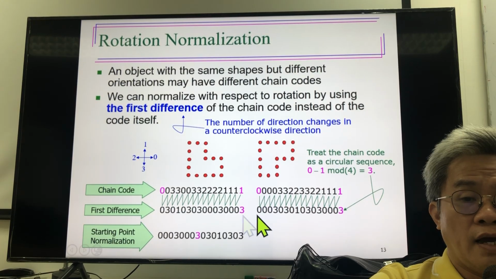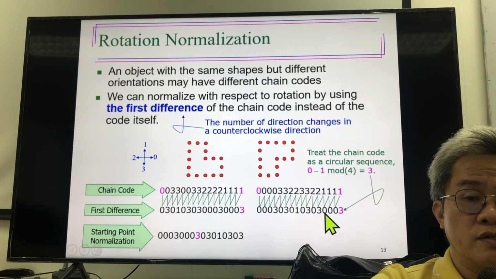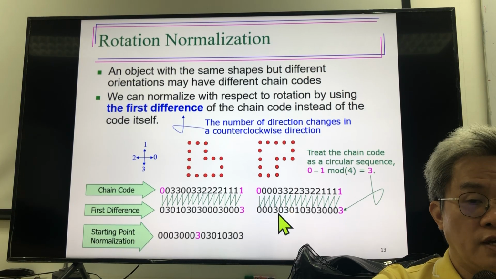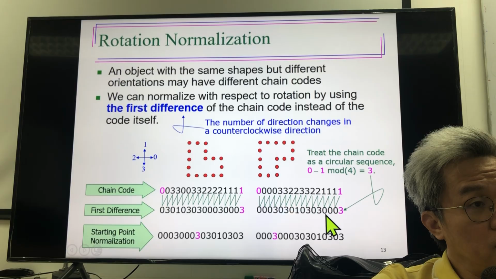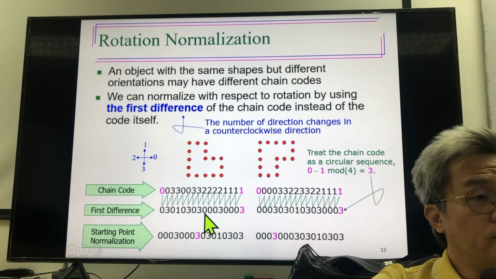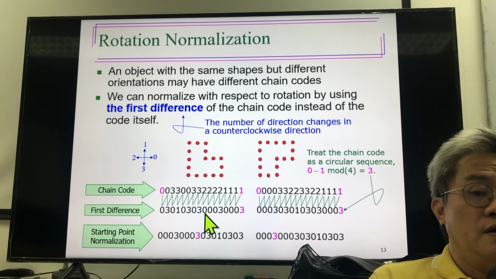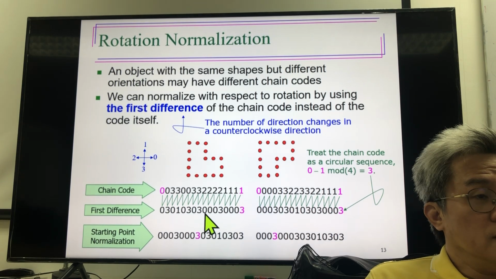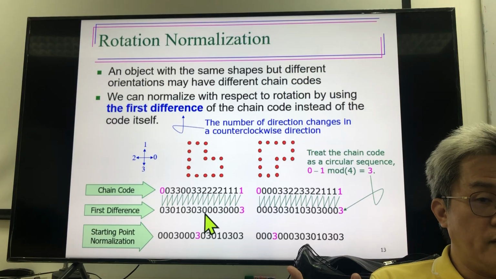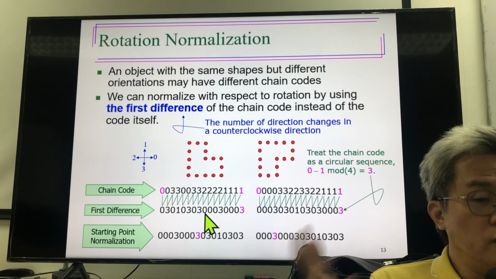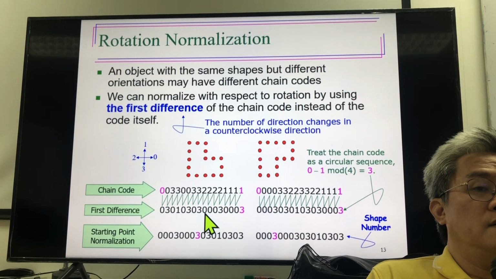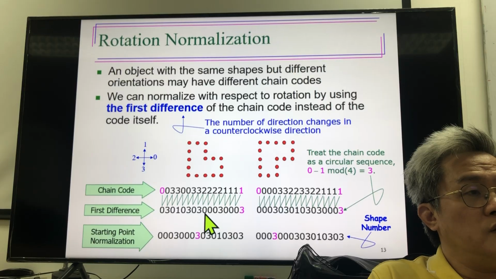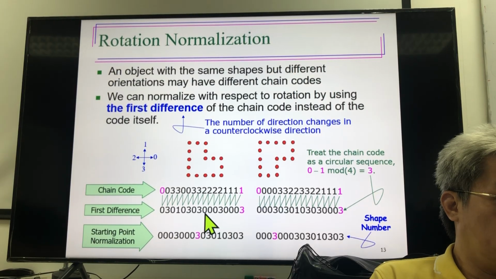Starting point here, and for here, this is which one? This one is the starting point. Right? 0, 0, 3, 0, 0, 3. This is the starting point. You start here for this chain code, you start here for this chain code, and you end up with the same chain code. Now this chain code is not called the Freeman chain code. The original one is the Freeman chain code. This is called the shape number, because even though the same shape is rotated, you get the same shape number.